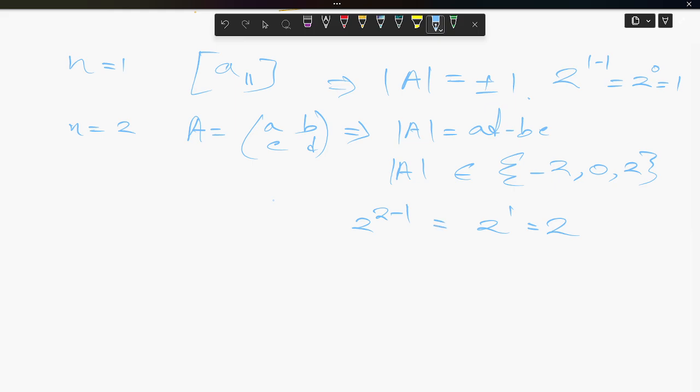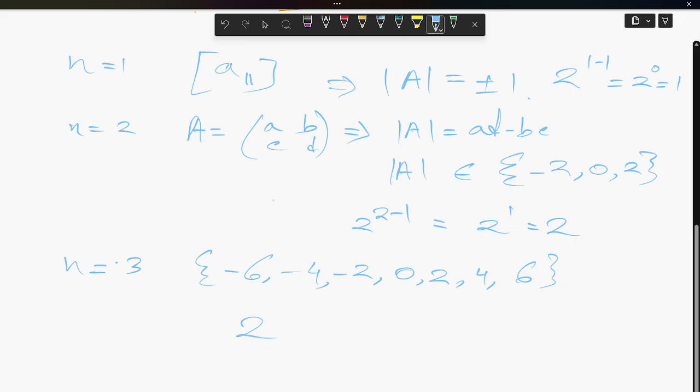So now for n equals 3, let us take it. The determinant is a sum of 6 terms, each plus or minus 1. So possible determinants are even numbers between minus 6 and 6. So they are minus 6, minus 4, minus 2, 0, 2, 4, and 6. From this we can write 2 to the power 3 minus 1 is equal to 2 to the power 2, which is 4. We can easily say that plus or minus 4 and 0 are divisible by 4.